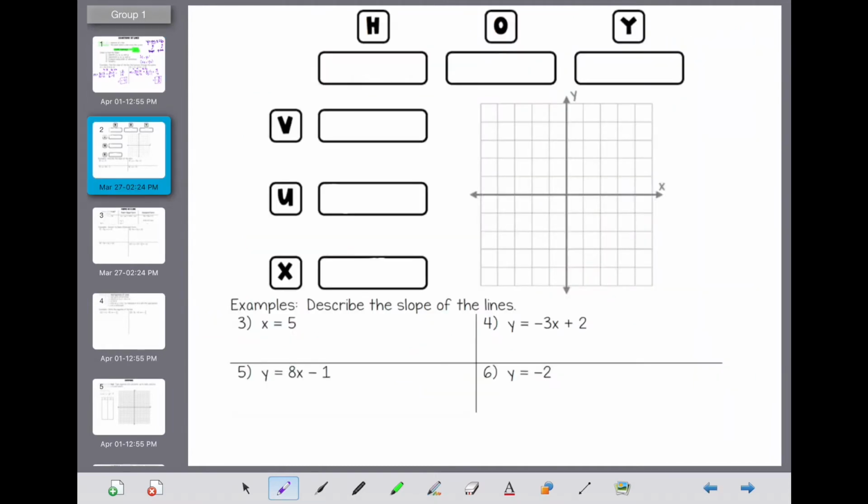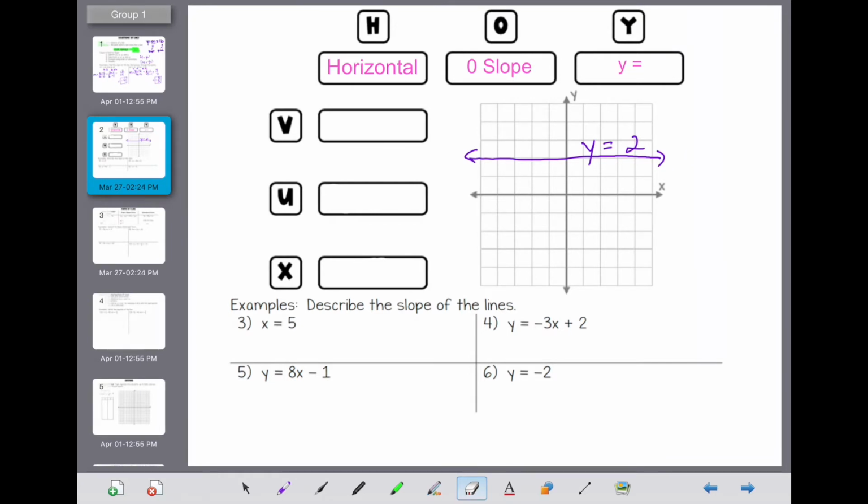Next, let's talk about horizontal versus vertical lines. Horizontal lines would look like this. This right here would be the horizontal line y equals 2. A way to remember horizontal versus vertical is HOY VUX. The H in HOY stands for horizontal. The O is actually a 0 for the 0 slope, and y equals, because your horizontal lines are always y equals. So we say that this line has 0 slope because it is flat.